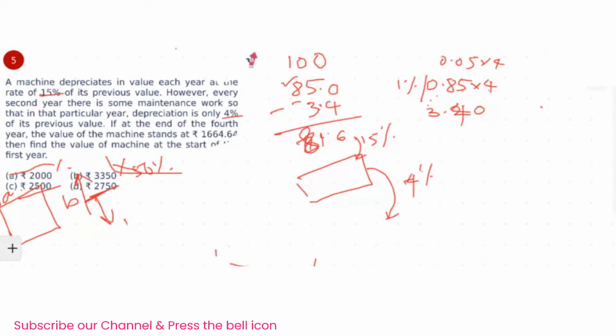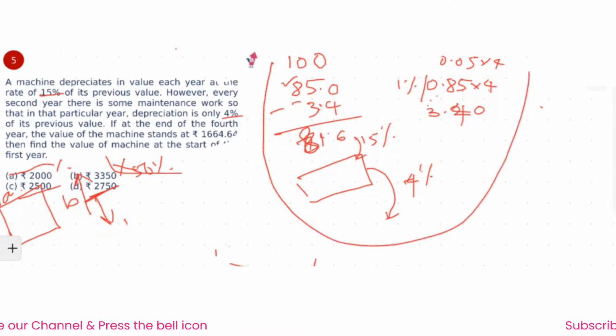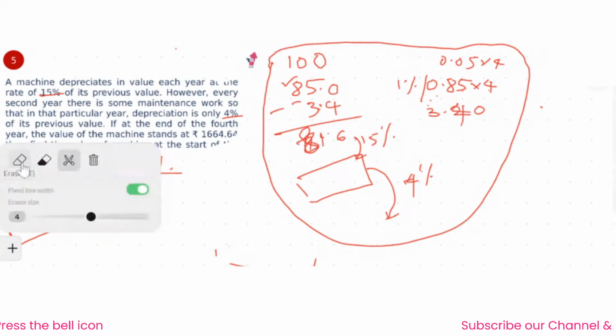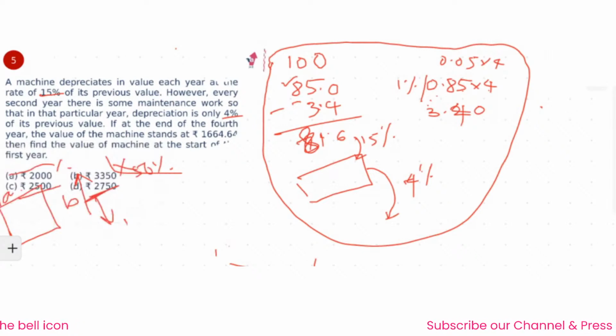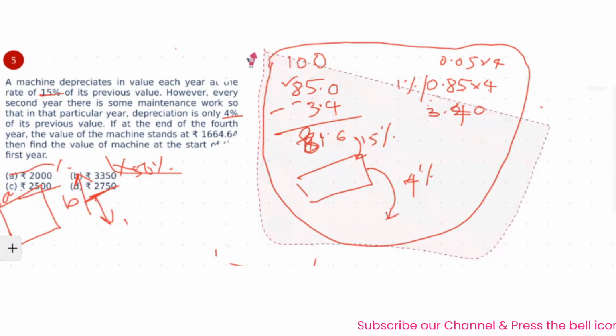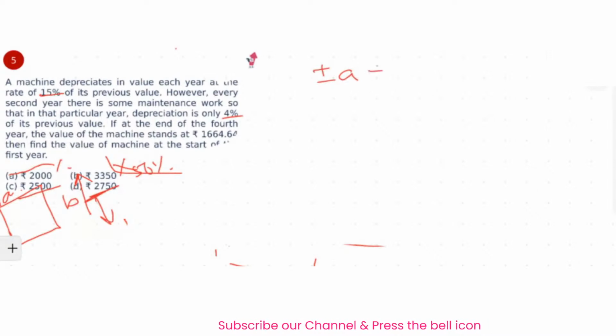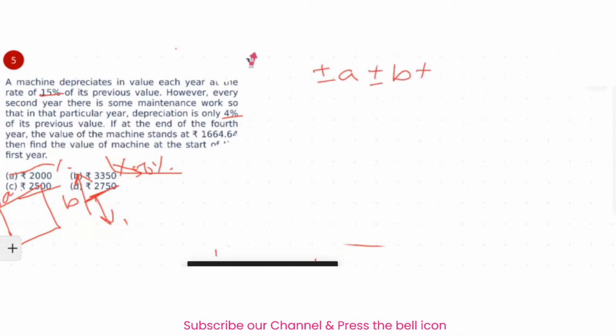So Shraddha, you cannot solve this problem by this kind of approach where you have to go for a lot of calculations. This is the wrong way to solve this problem. I shared a formula a few minutes ago with you all, and that formula is plus or minus A plus or minus B plus or minus AB upon 100.